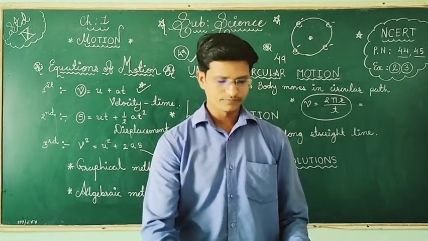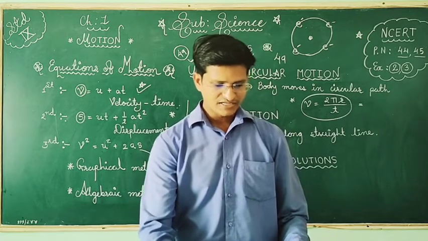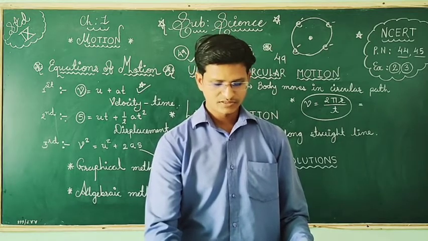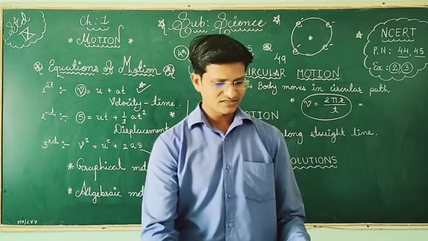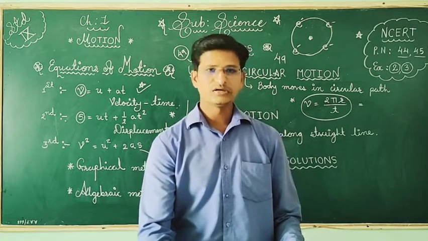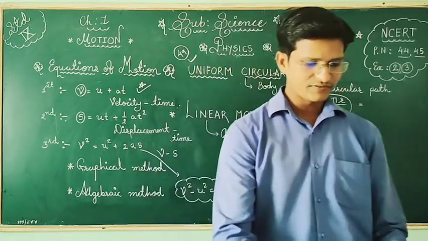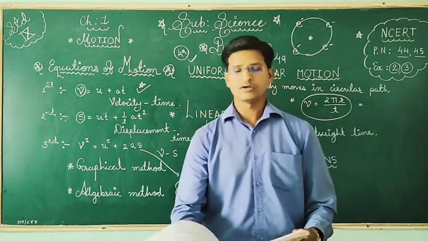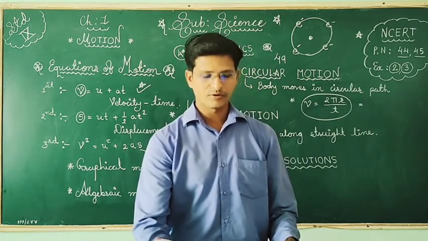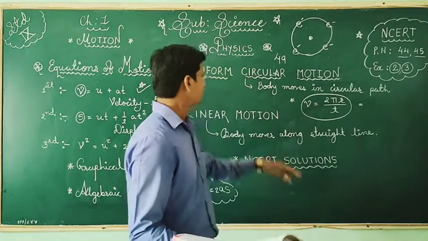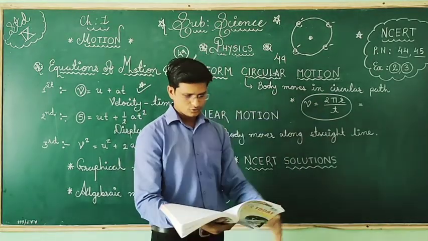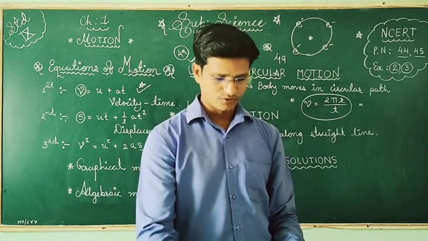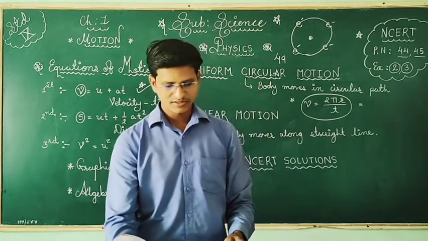If you see the last question, an artificial satellite is moving in a circular orbit of radius 42,250 km. Calculate its speed if it takes 24 hours to revolve around the earth. Here radius is given, time is also given. We have to find the speed in circular motion: the circumference of the circular orbit divided by time. So 2 pi r upon t, this formula we will use. By keeping the values, you will get 1.1 into 10 to the power 4 kilometer per hour, the speed of the satellite around the earth.